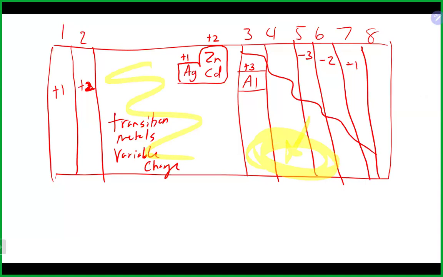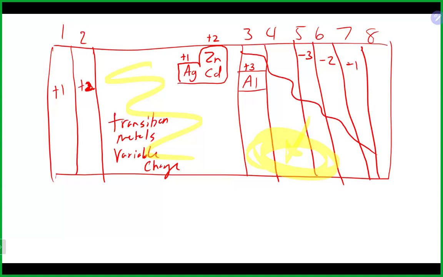Once again, we don't use Roman numerals on things like sodium and potassium because they're group 1. They will always have a fixed positive charge. Like I said earlier, you'll never find a sodium with like a +3 charge. It will only be +1 no matter what the situation is because it is fixed. Any questions on that there?